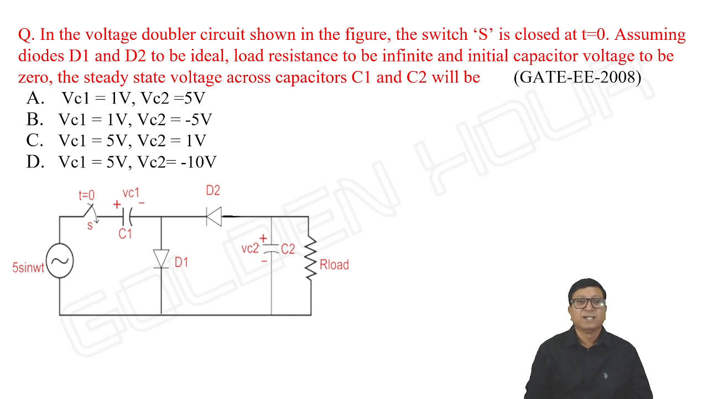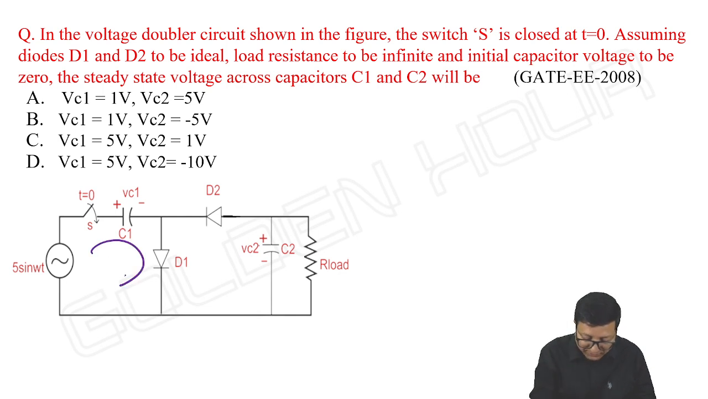Look at this. In the voltage doubler circuit shown in the figure, the switch S is closed at t equal to 0. Assuming D1, D2 to be ideal, the load resistor to be infinite, and initial capacitor voltages to be 0, that is, zero initial conditions and RL very large, the steady state voltage across the capacitors C1 and C2 will be. Yes, we are well aware.